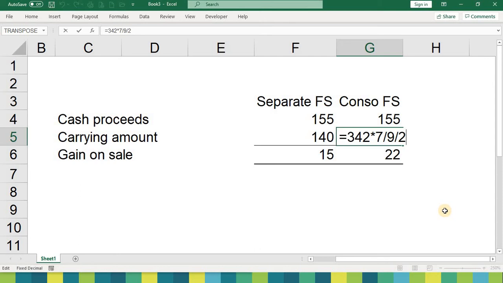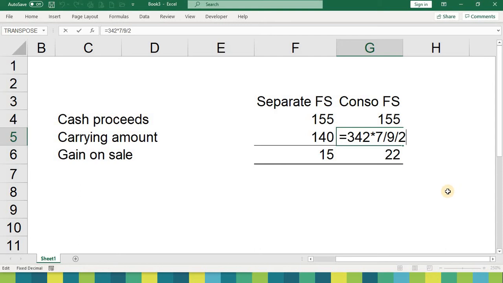This is computed by 342 pesos, which is the fair value at acquisition date of the acquiree's equipment, divided by 9 times 7. 7 years is the remaining estimated useful life as of December 31, 2021. And since only half of the equipment was sold, we divided it again by 2.